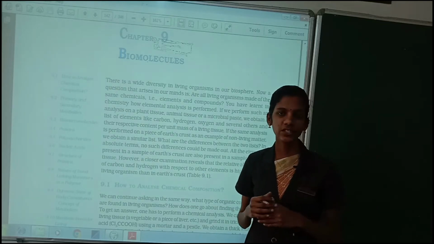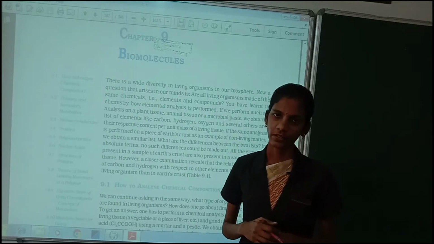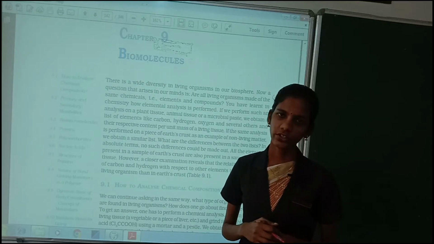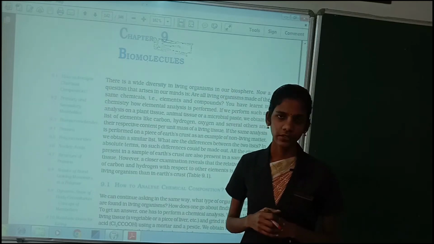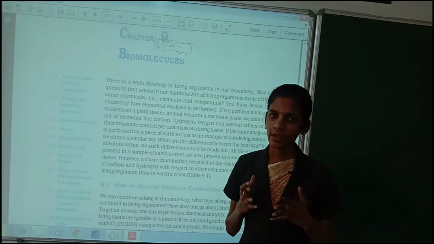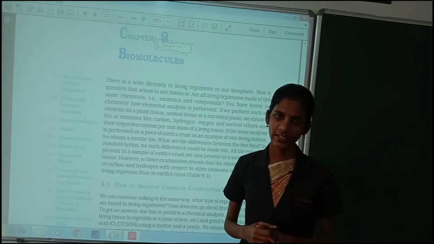There are wide varieties of living organisms around us. Are they similar in their chemical composition? How can we analyze the chemical composition of an organism? Is there any way to identify the elements as well as compounds present in an organism?